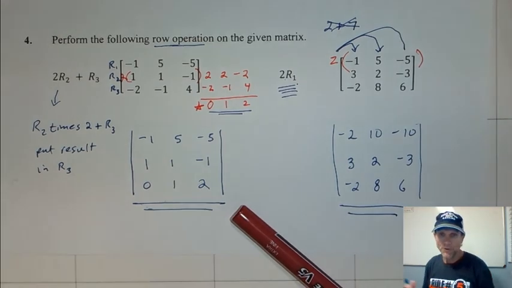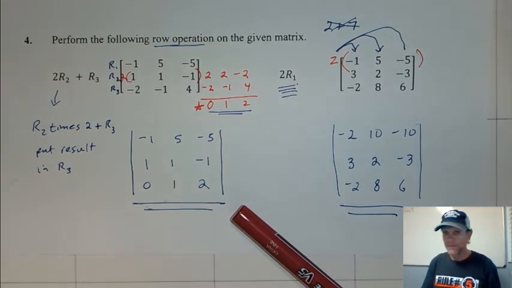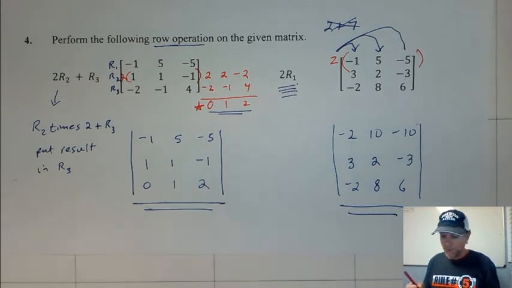So just a little row operation. Hopefully you don't find that too difficult. Practice them a little bit, and a lot of 9.7 is going to feel pretty easy to you.